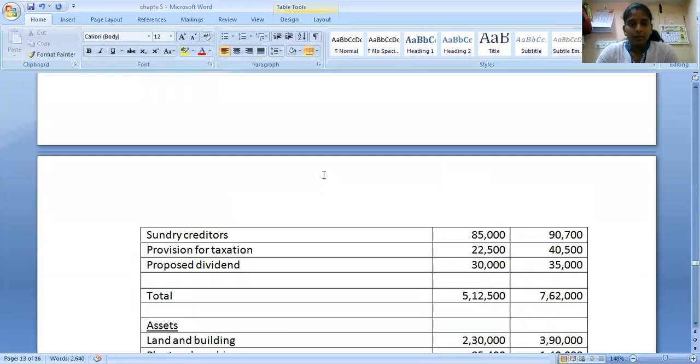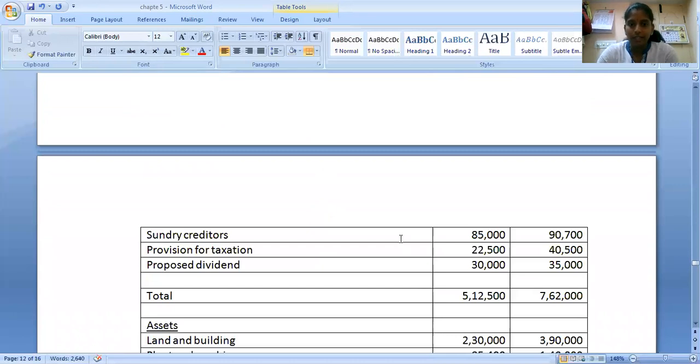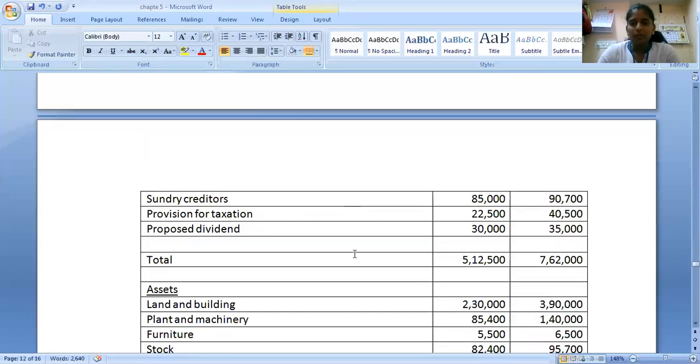Sundry creditors. Sundry creditors is increased. An increase in current liability is an inflow of cash. So whenever there is an inflow of cash, it will be added back. Okay. Now be very particular with the provision for taxation and the proposed dividend.